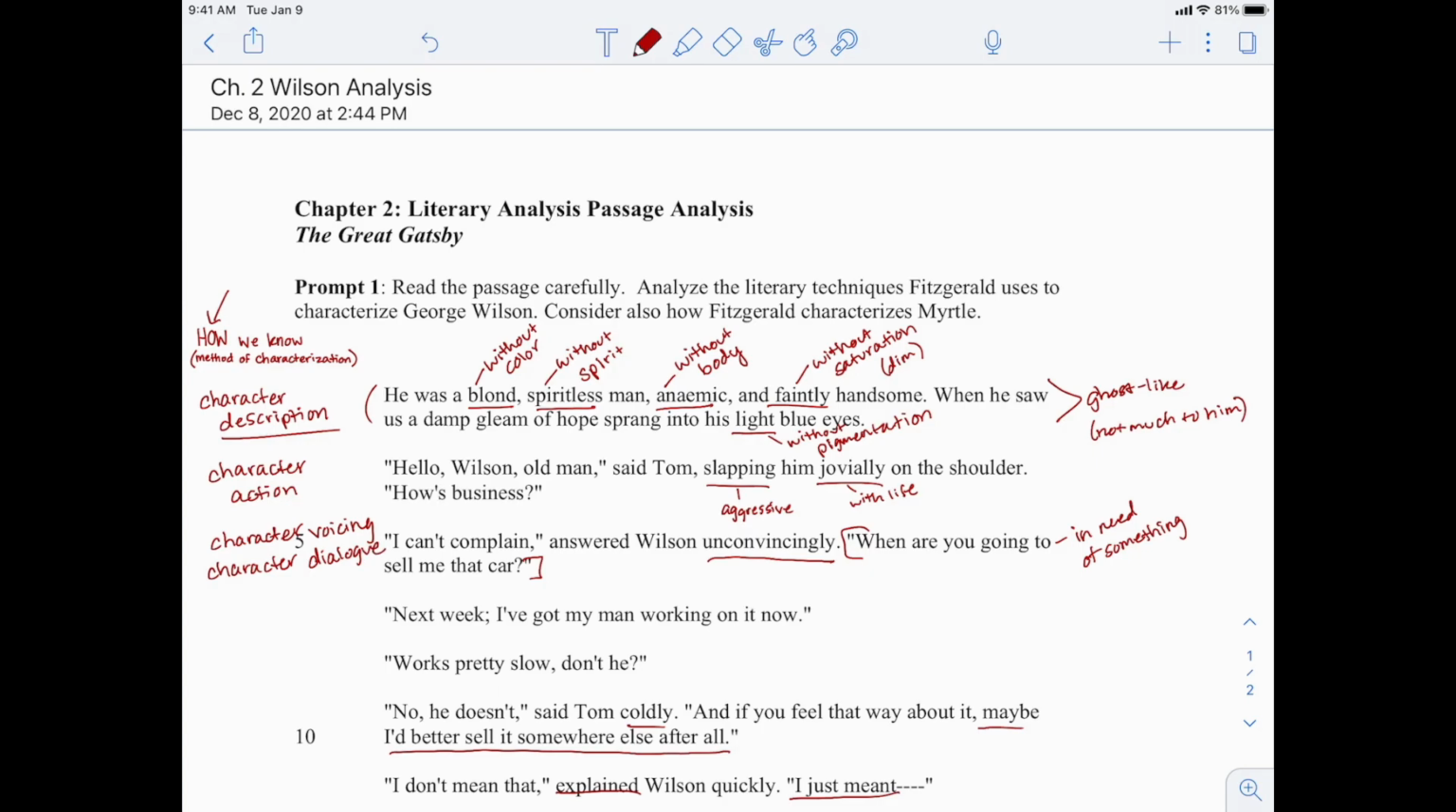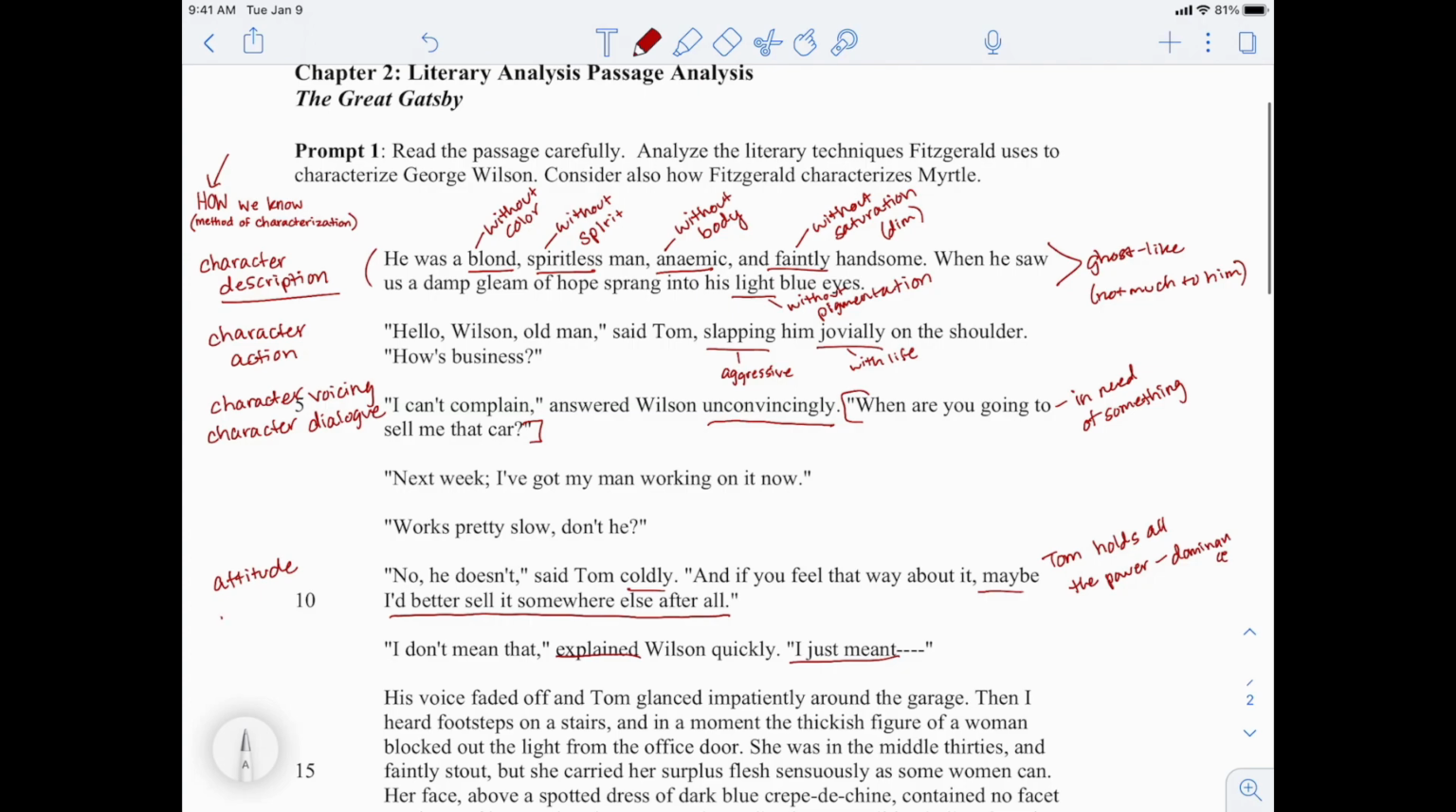Then it goes down here. "No, he doesn't," says Tom coldly, okay? That would be maybe the attitude. We're learning about Tom through attitude, okay? Notice what he says at the end. "Maybe I'd better sell it somewhere else after all," okay? Tom very clearly holds all the power, okay, which demonstrates his dominance. So Tom holds all the power, and it shows his dominance in this situation. And we learn that, again, through dialogue there, right?